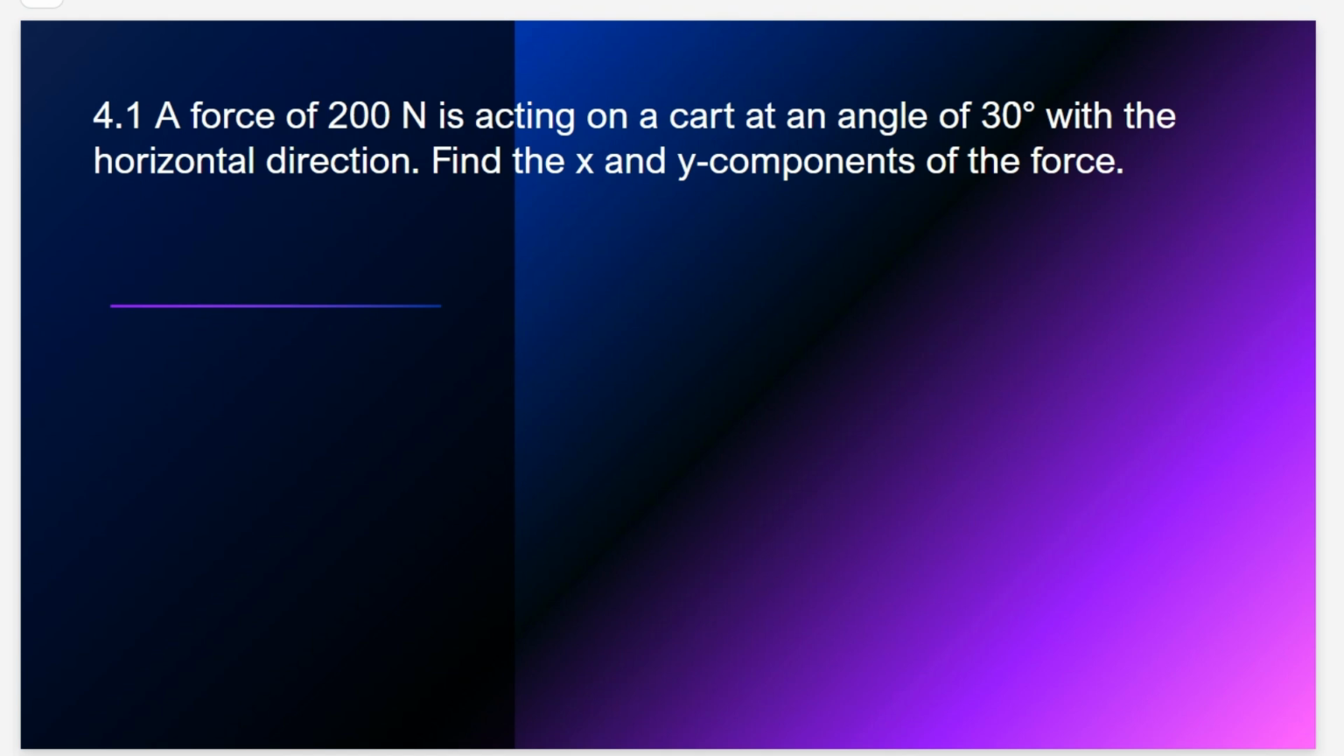For example, if I draw a cord here, this is a cord and a force of 200 Newton. This is the direction of the force and the magnitude of the force is 200 Newton, and this force is making an angle of 30 degrees with the horizontal. This is the horizontal direction and this is the angle of 30 degrees.